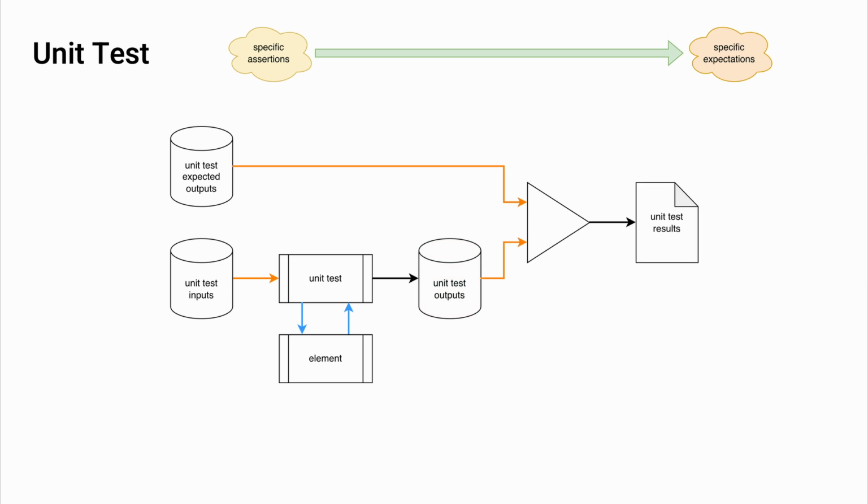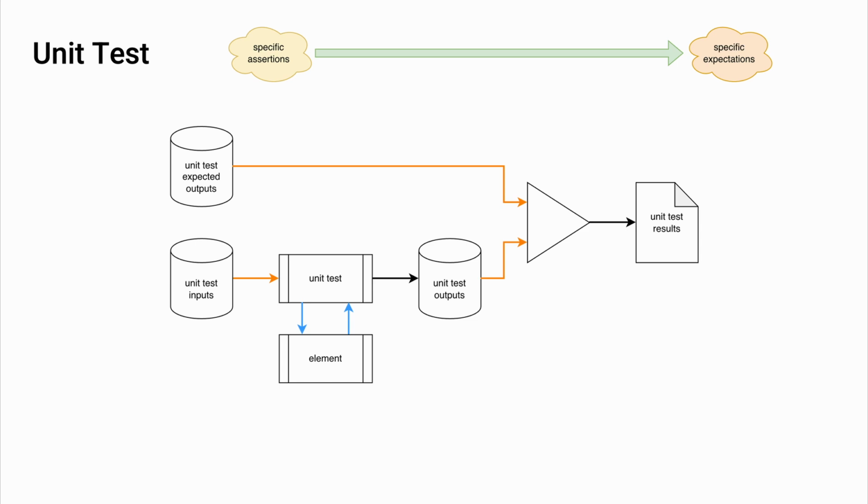Now, as stated, the unit test deals with specific assertions and specific expectations. We expect that for a particular input, we're going to get a particular output. If we don't, then the element has not been properly constructed. This is the typical way that development would approach this.